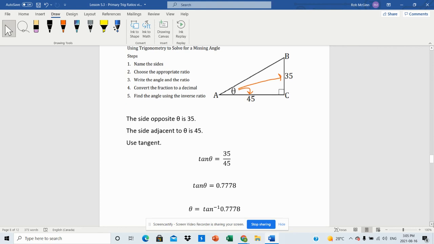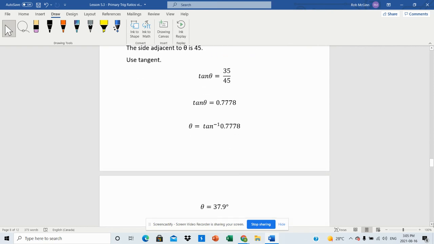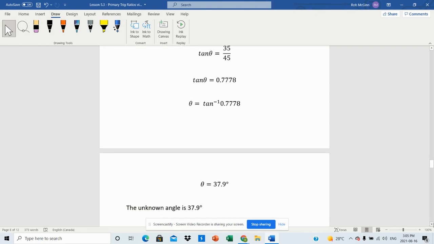And when you do that, it should tell you that theta is equal to 37.9 degrees when we round it to one decimal place. So it's approximately 38 degrees. But we'll leave it at 37.9 right now. So now we figured out how to find an angle using trigonometry.